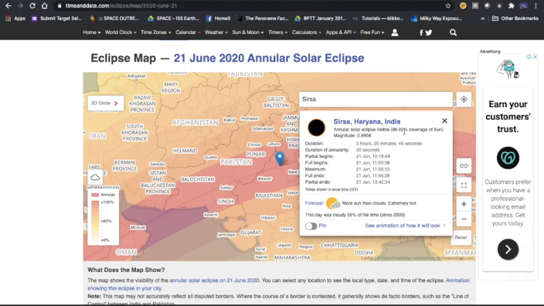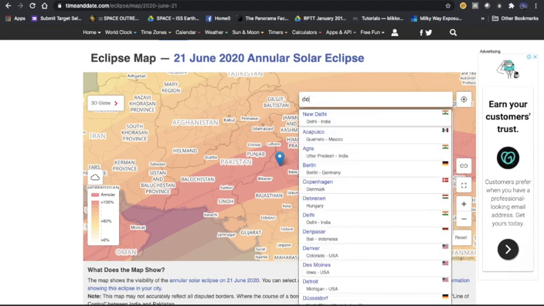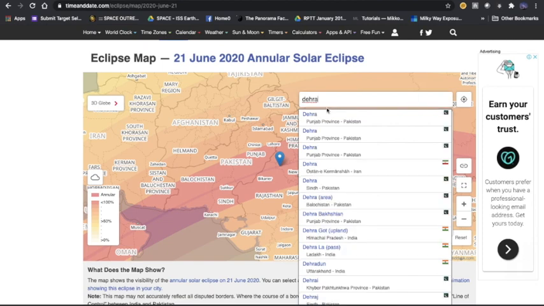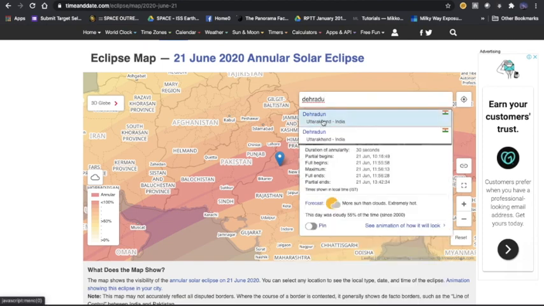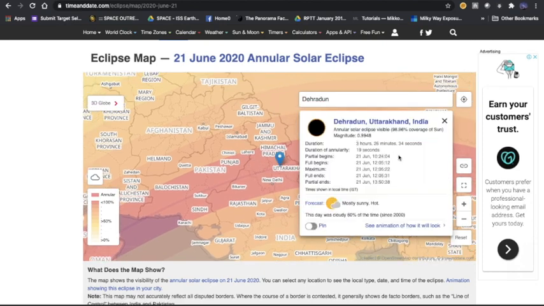The entire sun does not get covered. So 98.92% means annular eclipse, right? So, I can see you are in Sirsa, beta? Okay, you are in Haryana. Okay, so Dehradun, again, annular solar eclipse is visible from there.